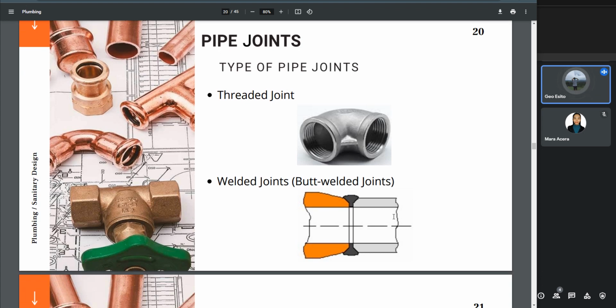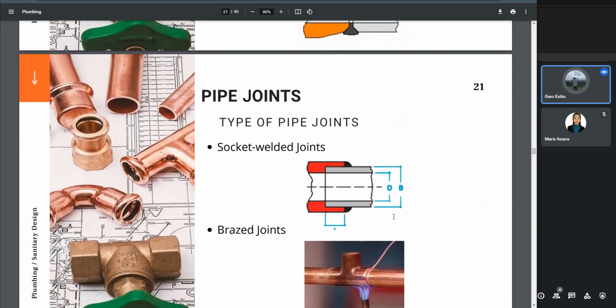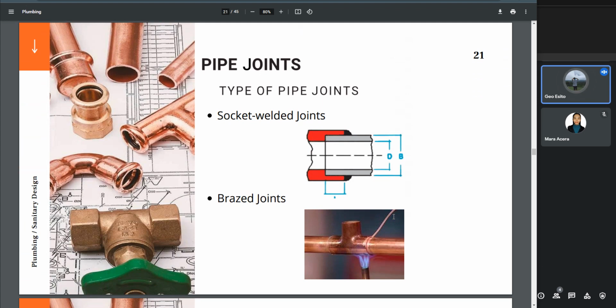Next is the welded joints. It's one of the most common methods of joining pipes used in large infrastructure like commercial, institutional, and industrial systems. Next is the socket welded joints. These are used when there is a high chance of leakage in the joints. Next is the brazed joints. When pipes are joined with the help of a molten filler material above 840 degrees Celsius, it is called brazing. Brazing is done for connecting copper pipes or copper alloy pipes.